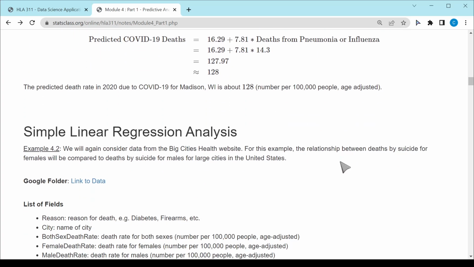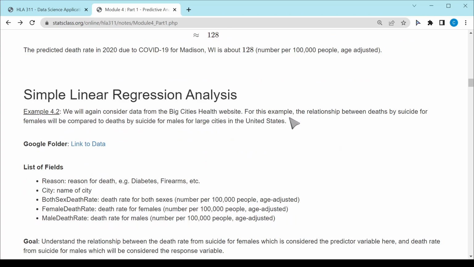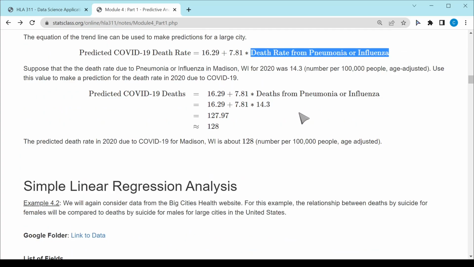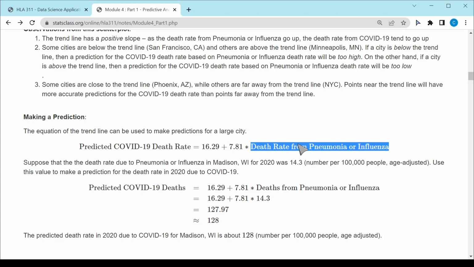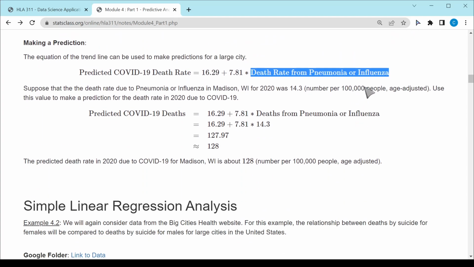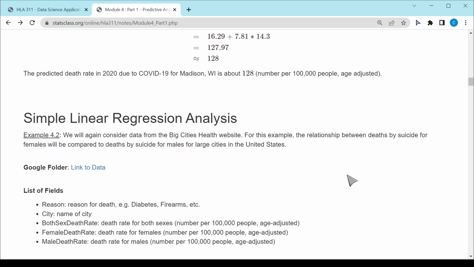Okay, so let's talk a little bit more about some of the details in a simple linear regression analysis. For example, how do we get this equation? What are some of the other quantities that we get or want to understand when we're doing a simple linear regression analysis?